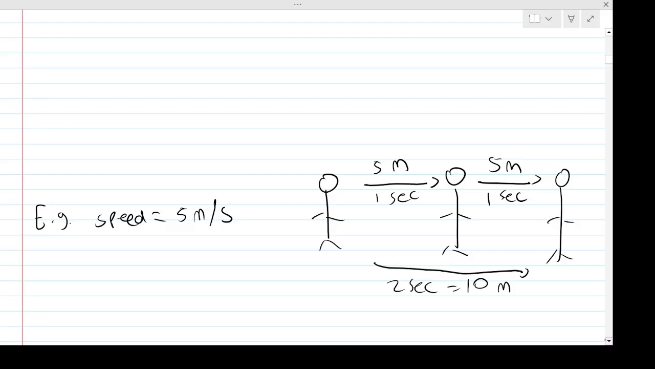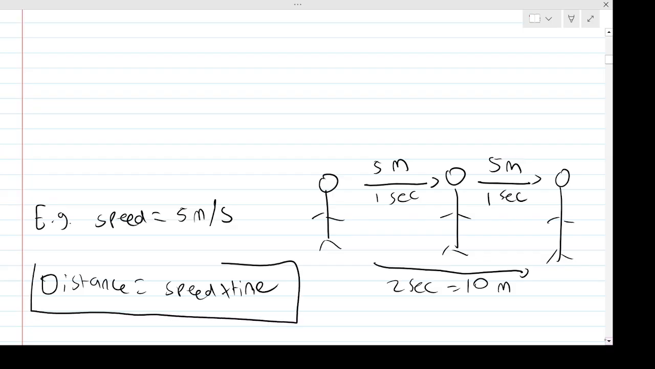What we can say then is this coincides with the speed distance time formula, which you should be very familiar with from GCSE, and that is distance is speed times time. Okay. And again, we will be using that in this section. It might be a basic formula, but you still need to remember it, okay?